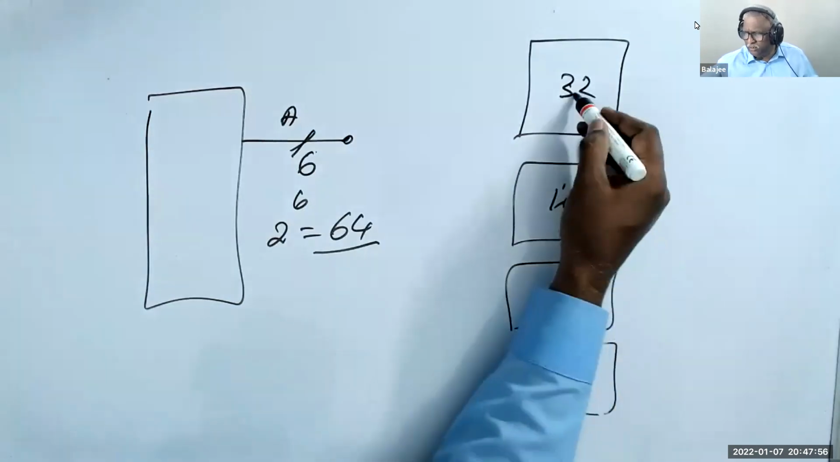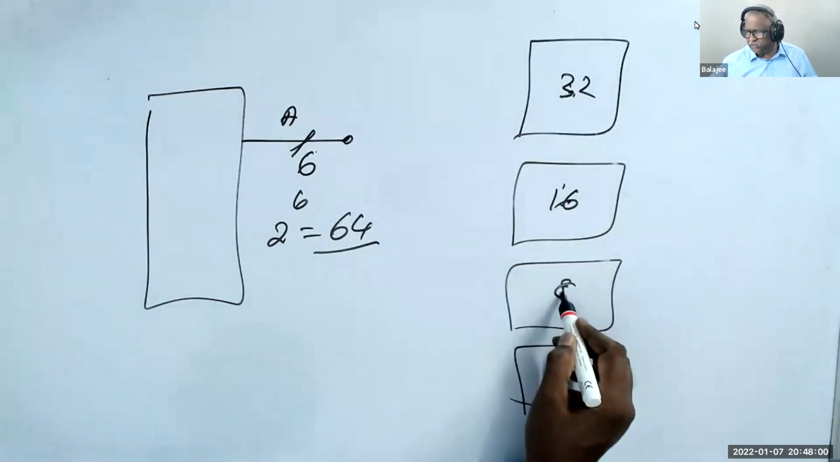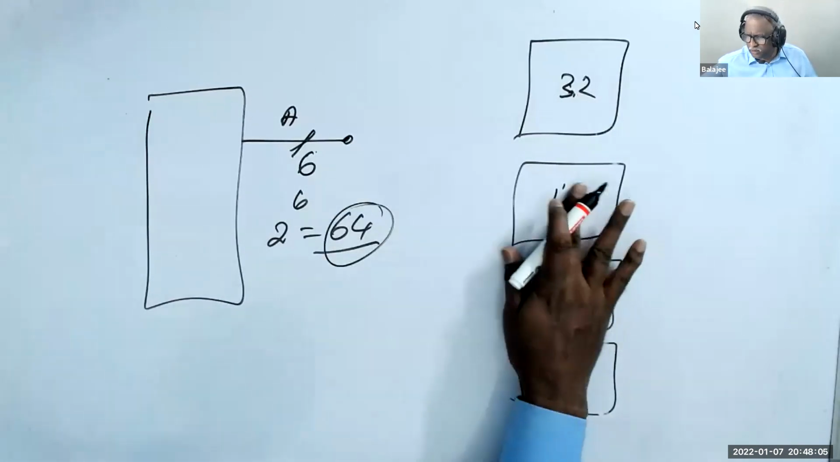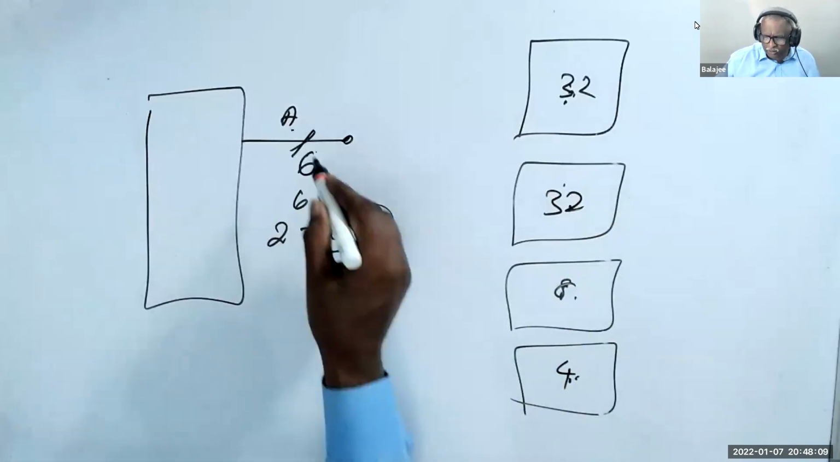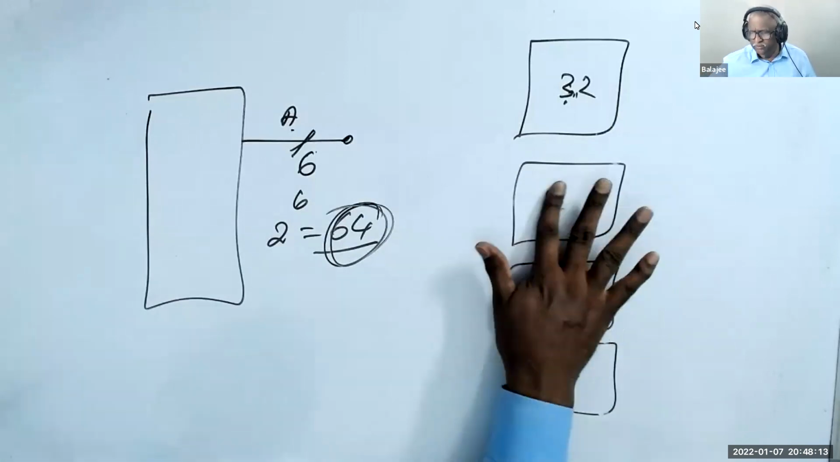Add together, 32 plus 16 is 48. 48 plus 8, 56, 60. Oh, good. It is possible. Suppose you have bigger teams, it's not possible, because I can address only up to 64. This is already exceeding, and it's not possible. So you cannot do like that.